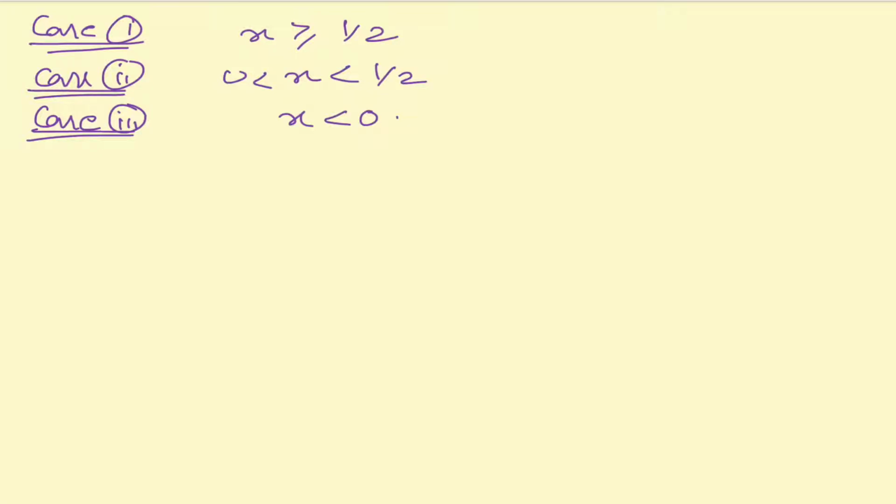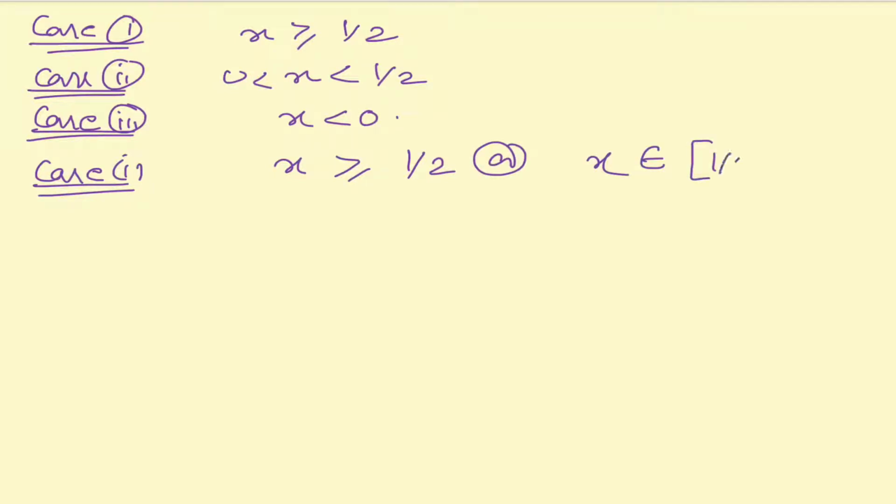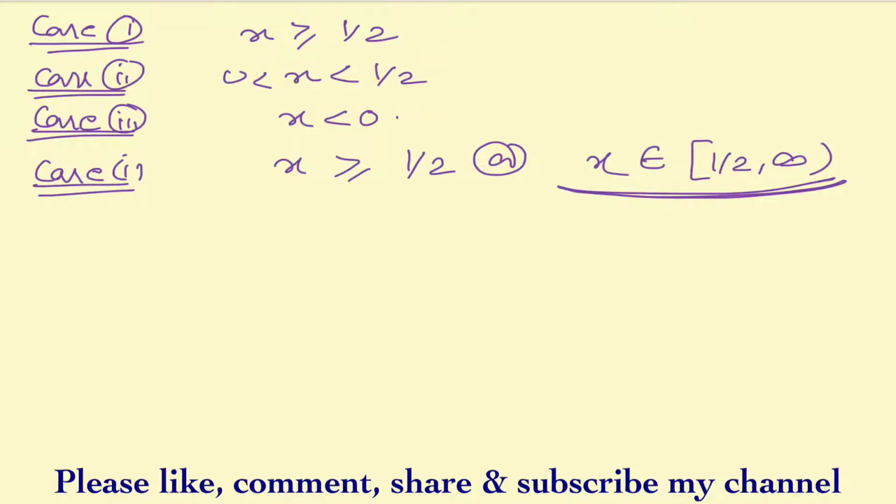Now we are going to start with case 1, that is when x is greater than or equal to 1 by 2. The value of x is always greater than or equal to 1 by 2, or we can say x belongs to the closed interval 1 by 2 to infinity. So we need to take only those x from the answer which are inside this interval. For taking only those x that are inside this interval, we will have to take the intersection with the answer that comes in the first case.